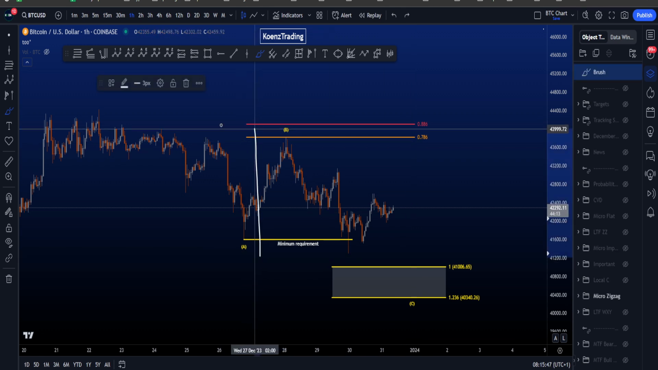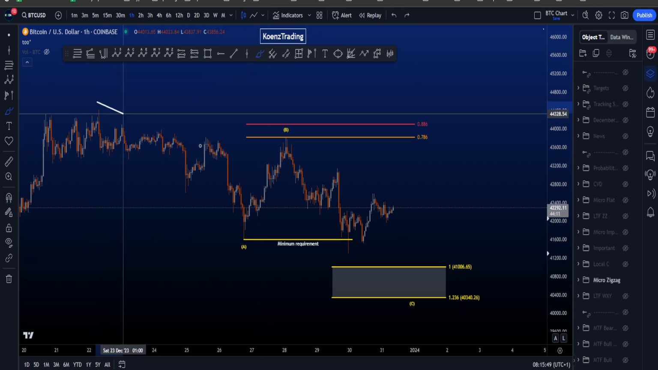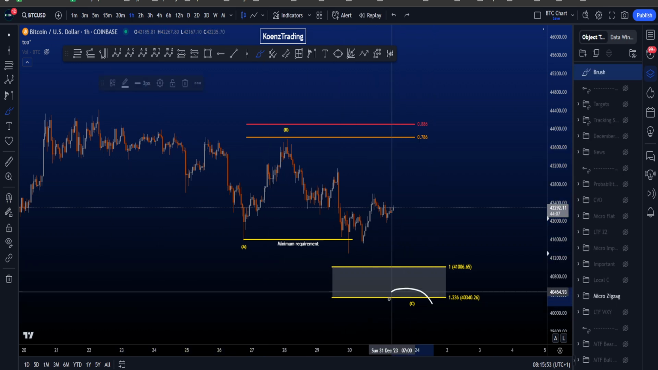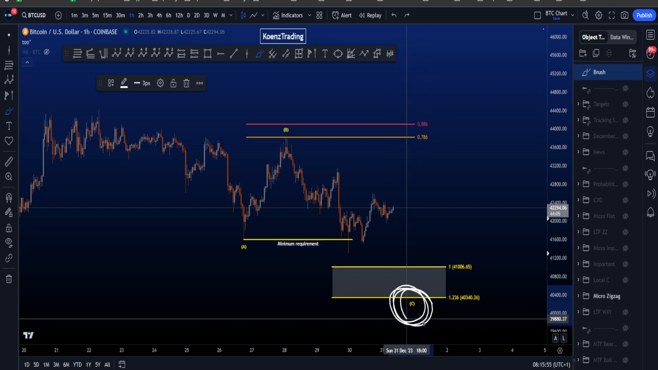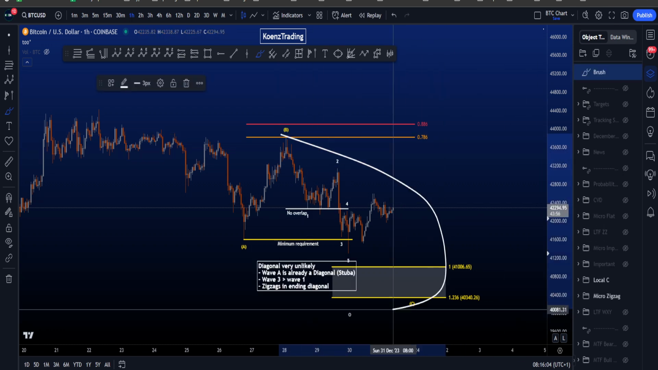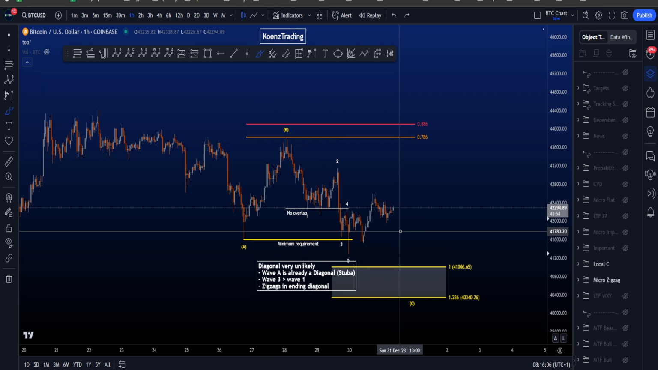However, because wave A is already a diagonal shape and then an expanding diagonal, it is incredibly rare for wave C to also be a diagonal, which was pointed out nicely by Stuba yesterday in the comments. So therefore, preferably, we are looking for a normal impulsive structure to the downside and not a diagonal, because that would be incredibly rare, right?